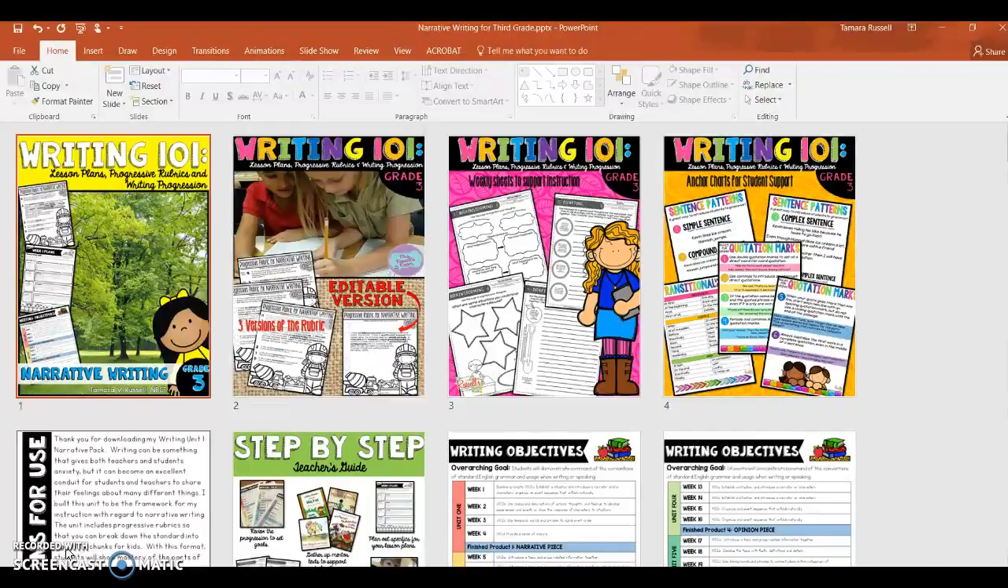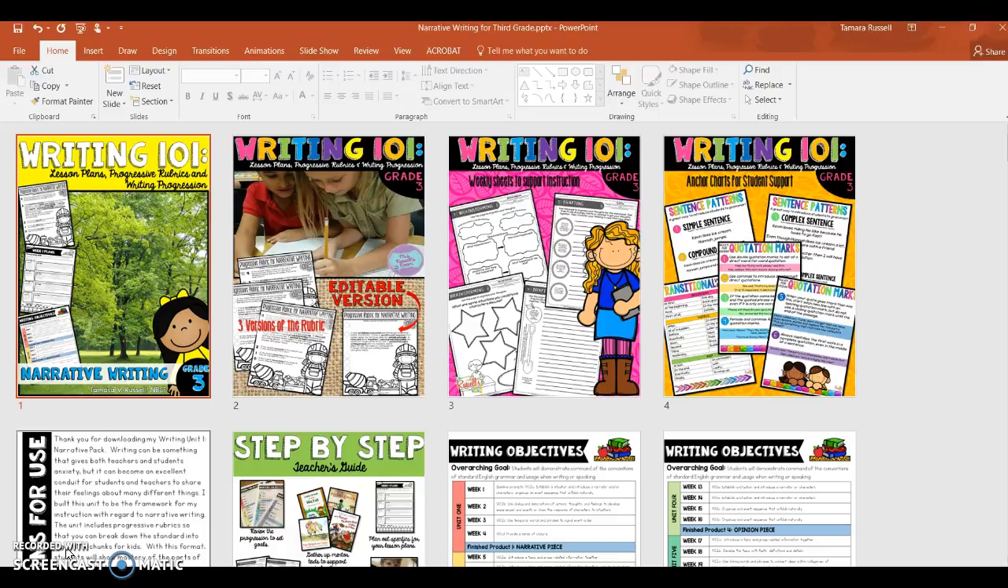Russell's Room. And today I'm going to be talking to you a little bit about my brand new unit for third grade writers called Writing 101. It's a collection of materials to help you support your students while they are learning how to do narrative writing structures. And so I wanted to go through the pack and give you a preview of what you would be seeing in the unit so that you can know if it's something that would work for your classroom.